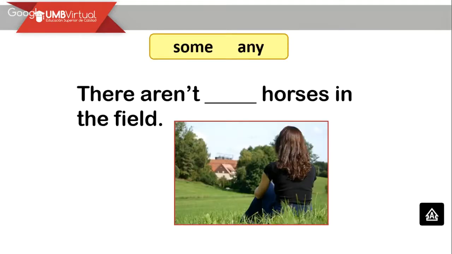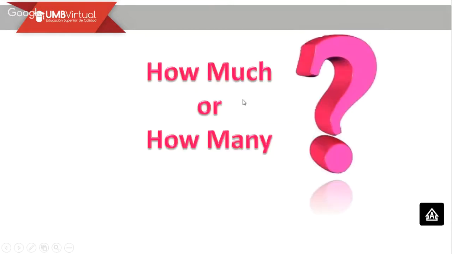Look at here. There aren't horses in the field. As you can see right there, what is the correct option? There aren't is negative, right? Horses. So any is the correct word. Okay. How much or how many?